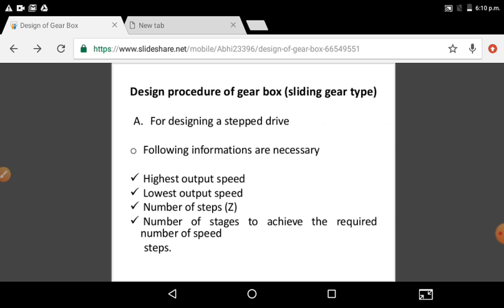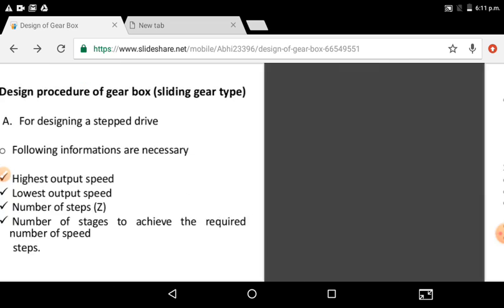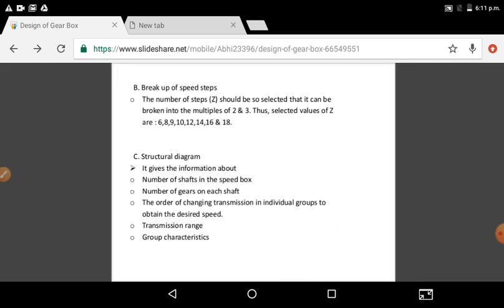And the number of stages to achieve the required number of speeds, right? These are the information we necessarily require. Second step is the breakup of speed steps. The number of steps should be so selected that it can be broken into multiples of 2 and 3, right? Thus the selected value of z, the number of spindle speeds, should be 6, 8, 9, 10, 12, 14, 16 and 18, right?